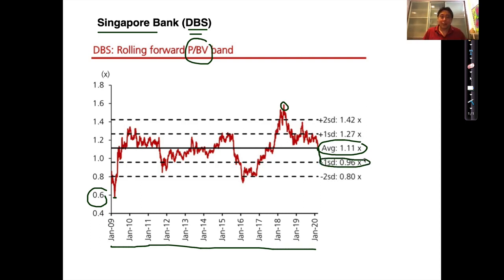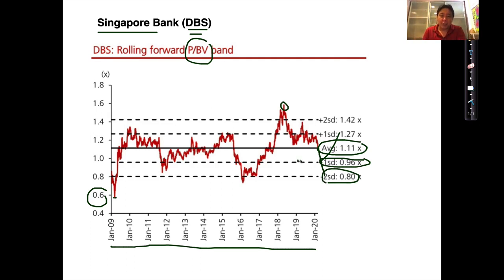What do you think I did? I started buying like crazy because it was a great deal. So anytime the price to book ratio goes below 1.11, is below the historical average, that's when I start buying aggressively. Now again, you never know how low it's going to go, right? Now, after I bought at 0.96, it started bouncing back up already. Okay, but if I bought at 0.96 and it went down even lower to 0.8, what would I have done? I would have bought even more. That's right, it's an even better deal.